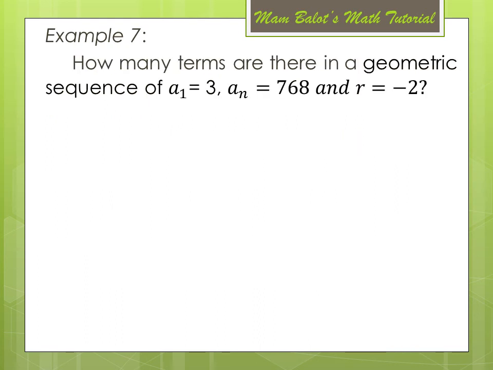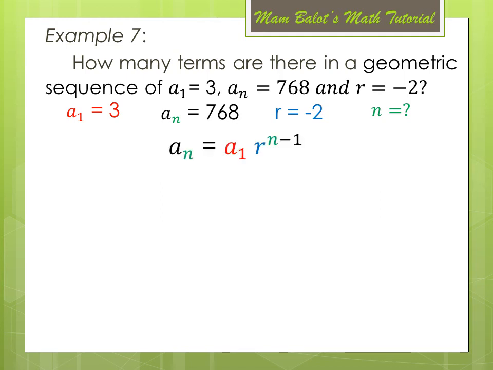Example number 7. How many terms are there in a geometric sequence if a sub 1 is equal to 3, a sub n is equal to 768, and r is equal to negative 2? So from this example, we need to find n, since it is asking for the number of terms. But how do we get n? So we will use again the formula of the nth term of the geometric sequence.